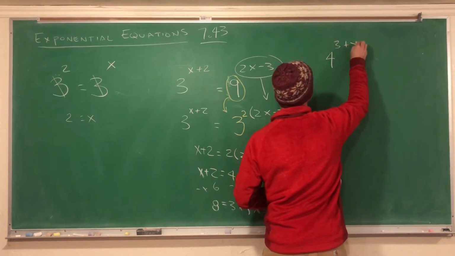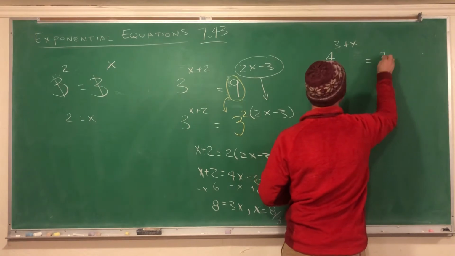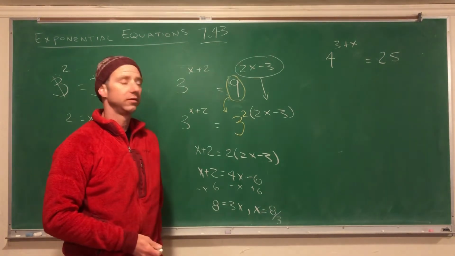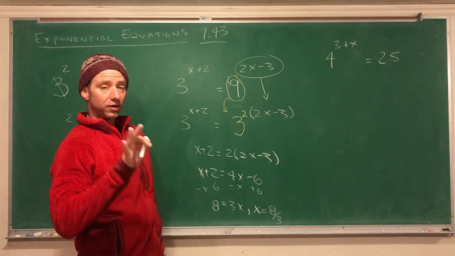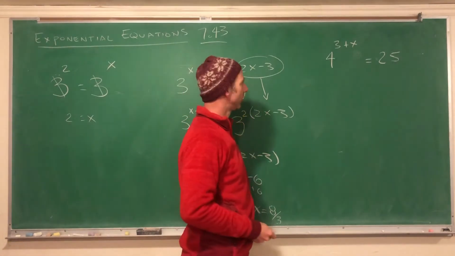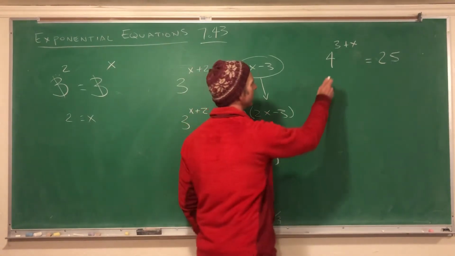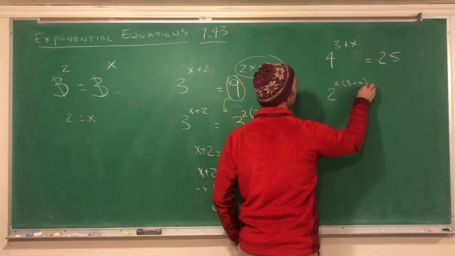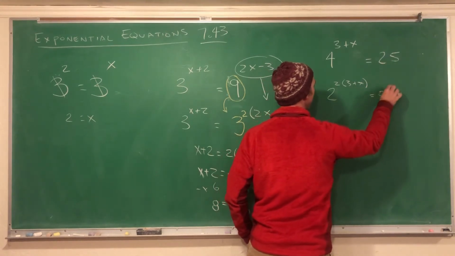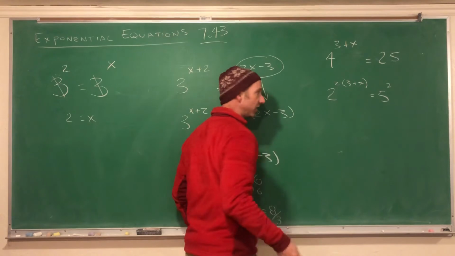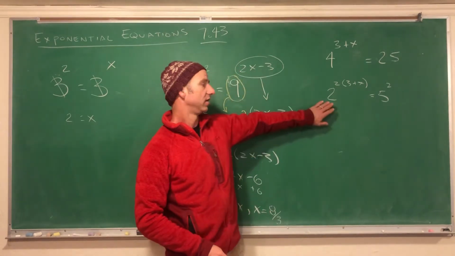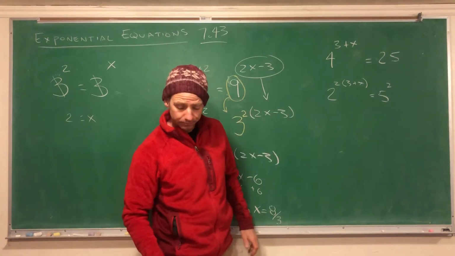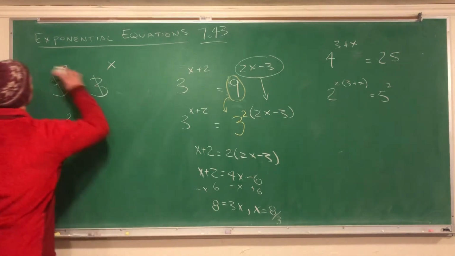How about this one: 4 to the 3 plus x equals 25. Can we solve that? No. With the math we know right now, we cannot solve this equation. But let's give it a stab. I know 4 is 2 squared, and 25 is 5 squared. Well, 2 and 5 are clearly different bases. In advanced math, we can solve this using logarithms, but with what we know today, we cannot.